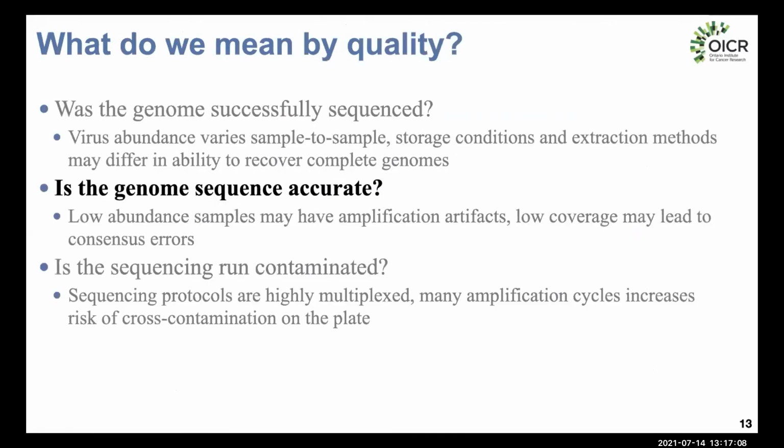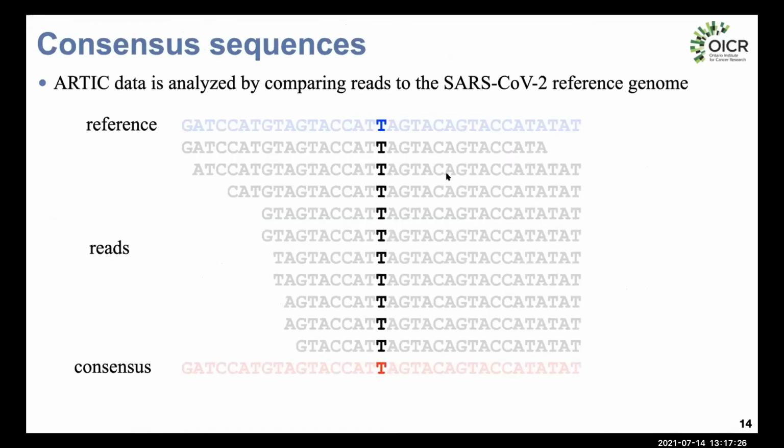Now I'm going to move on to talking about genome sequence accuracy. Assuming we've sequenced a complete or nearly complete genome, we want to determine whether the consensus sequence that the bioinformatics pipeline has determined is accurate enough to use downstream. As I mentioned, ARTIC data is analyzed by comparing reads to the coronavirus reference genome. In this little illustration, the reference genome is shown in blue, all of the reads for our sequenced sample are shown in black, and the consensus sequence that the bioinformatics pipeline determines is shown in red.